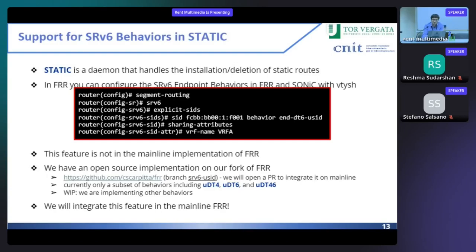We have the implementation on our fork, and this implementation already supports the allocation of some behaviors like uDT4, uDT6, and uDT46. We are implementing other behaviors, and then we will also integrate this functionality in the mainline.